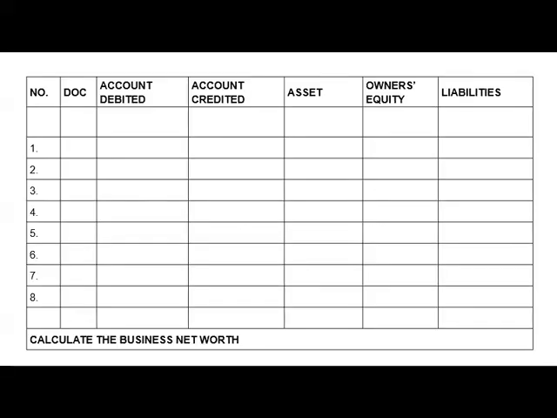The first one was stationery. Stationery is an expense, so we debited. How did we buy the stationery? We used money, so bank will be credited, which negatively affects our assets, but stationery is an expense. It will reduce owner's equity, okay? Liabilities will be 0. Number 2, what happened in number 2?